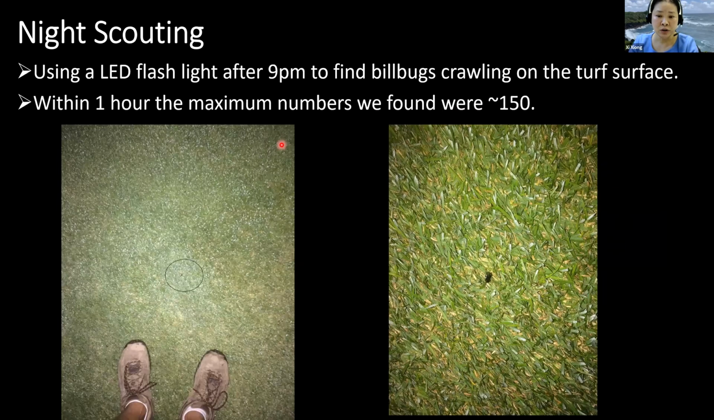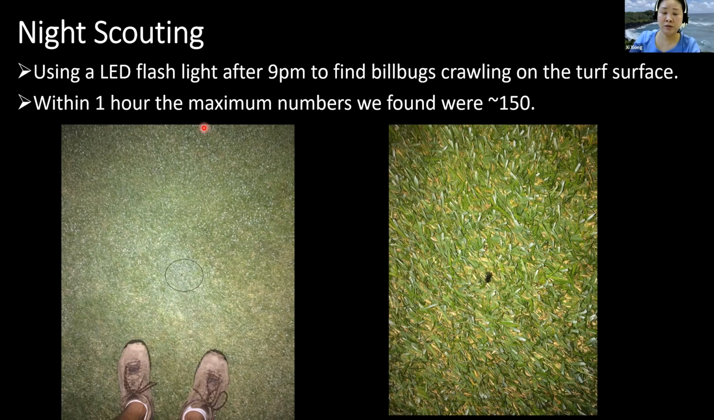So throughout all this research, we actually had to go to the field to collect a lot of billbugs for a different study. We found that in the evening hours, it's very effective to spot them if you train your eye to do that, just using an LED flashlight. You can see here a billbug in the evening hours staying on top of the turf canopy, and zoom in on what you saw here.